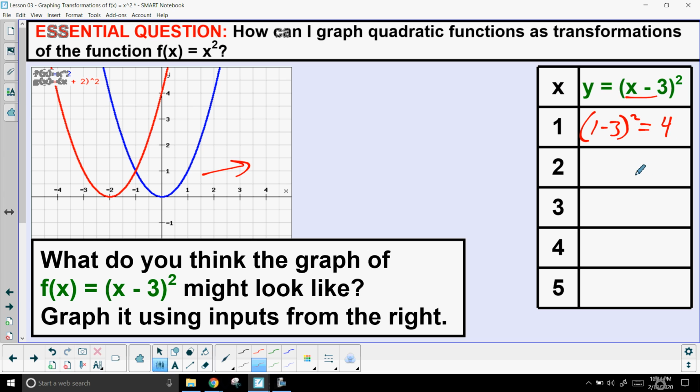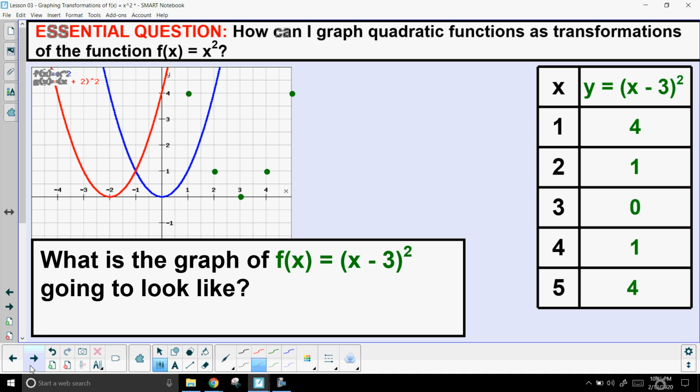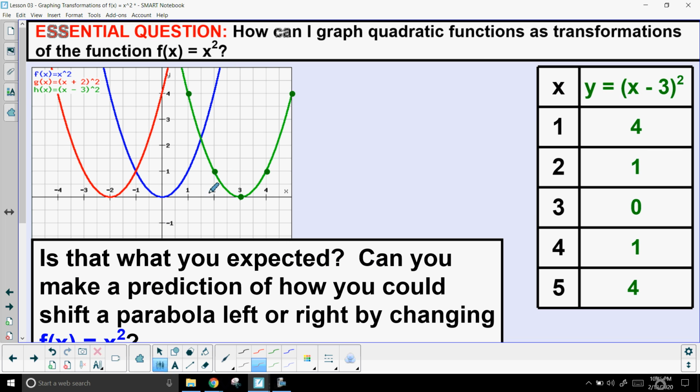2 minus 3. Again, I picked these x's for a reason. 2 minus 3 is -1. Square it, 1. And if you got the gist of it, you'll see it's 4, 1, 0, 1, 4. Okay, plot your points. As you can see, the graph moved to the right as we predicted. So negative goes to the right, the plus goes to the left when we see these parentheses around the x and it's being squared.